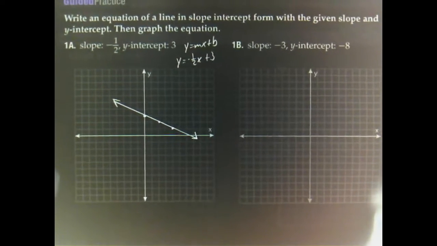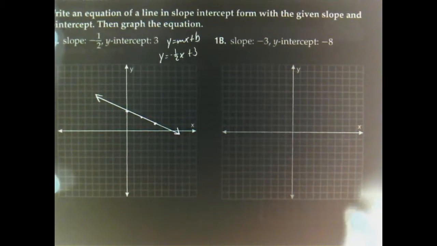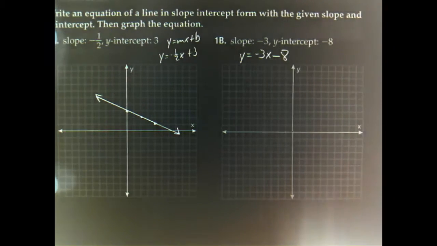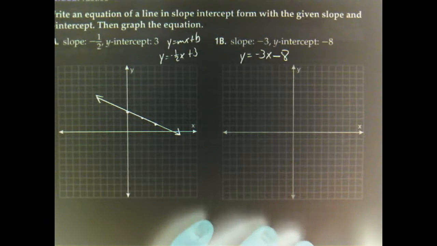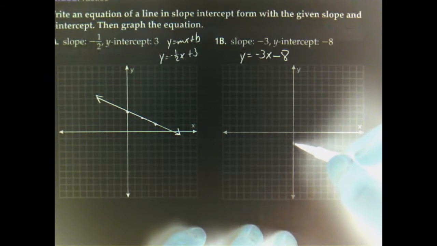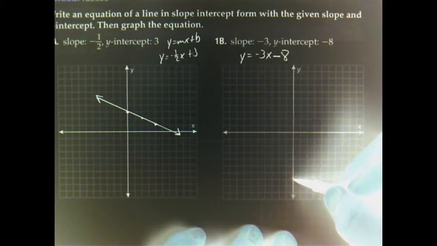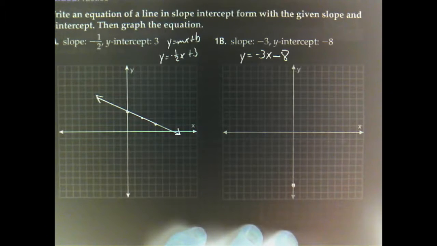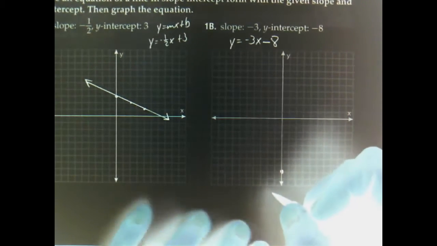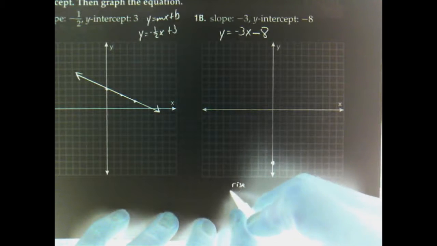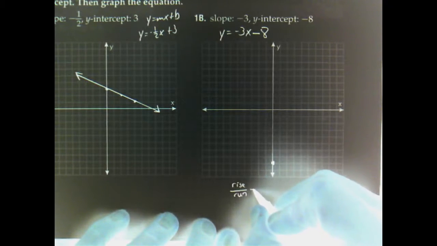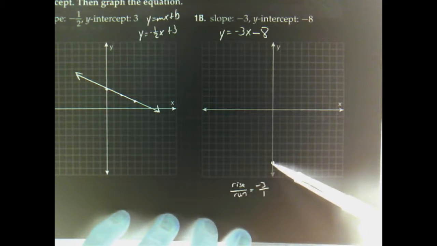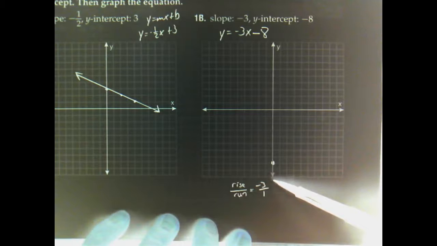Moving on to 1B. If I have a slope of negative 3 and a y-intercept of negative 8, my equation should be y equals negative 3x minus 8. Okay, so again, I start at my y-intercept of a negative 8, count down, 1, 2, 3, 4, 5, 6, 7, 8, put a point. And now I'm going to use my slope to find another point. Now my slope, again, is rise over run. And if I have it as negative 3 as a fraction, that's negative 3 over 1. Well, here's the problem. If my rise is a negative 3, I run out of room.